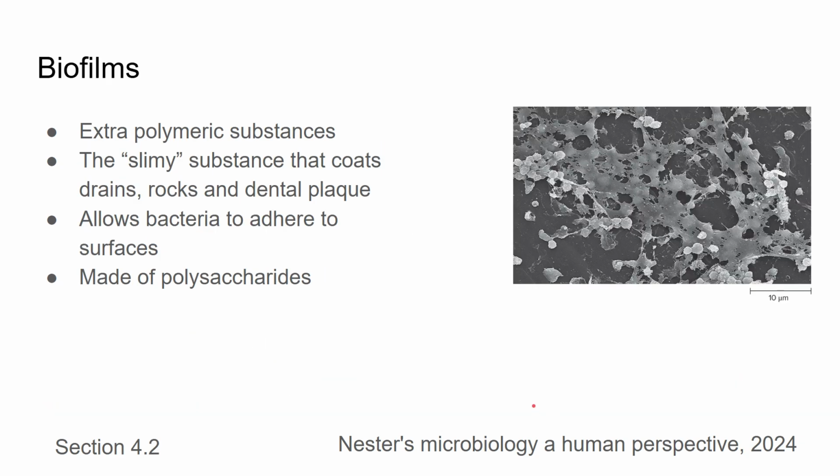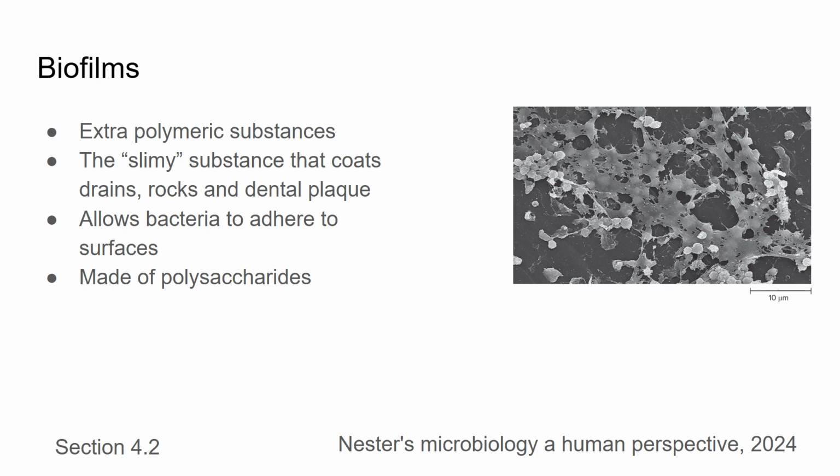Okay, so let's look at biofilms, because biofilms are going to be a very interesting thing when you're looking at bacterial growth. So biofilms are going to be an extracellular polymeric substance. So this just means it's substances that go outside of the cell, and it'll actually give it somewhere to live. So this is going to be a slimy substance that coats drains, rocks, or even your teeth.